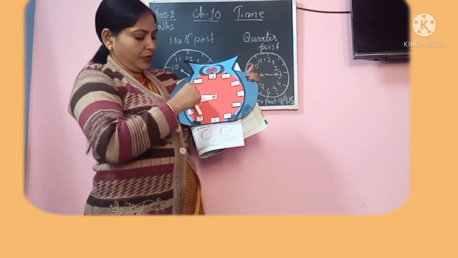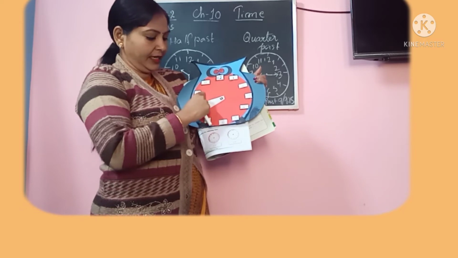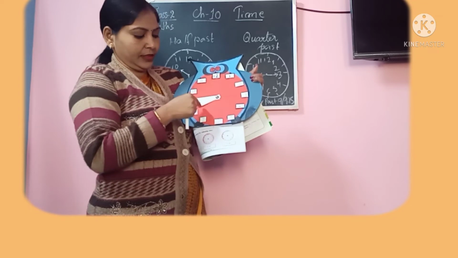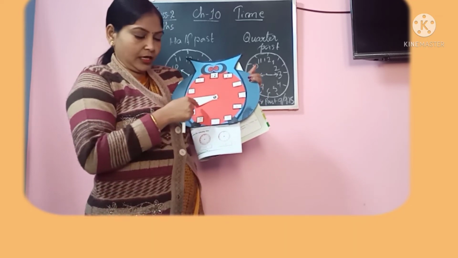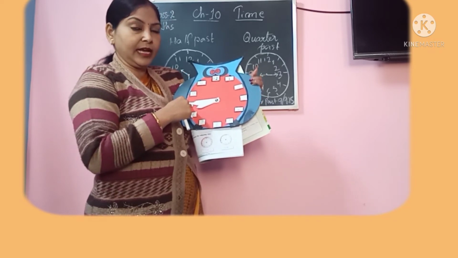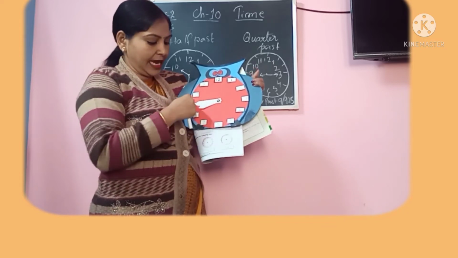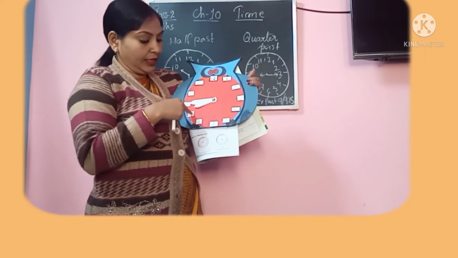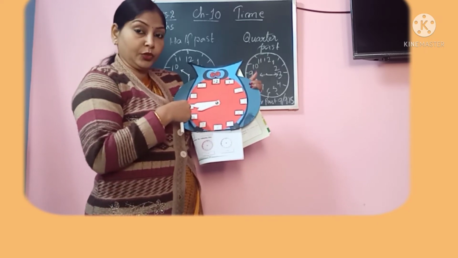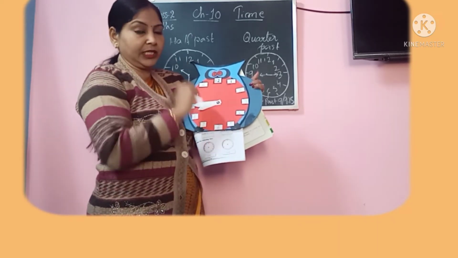The hour hand is pointing a little bit to 9, in this way. So the hour hand is in between 8 and 9, and the minute hand is at 9. In this condition we will say quarter to 9. It's going to be 9 o'clock, but 15 minutes are left.